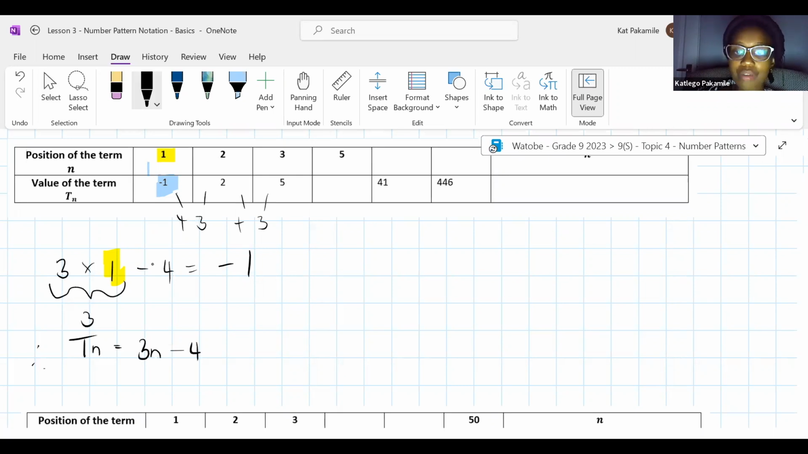Guys, I recommend in a test that you always check with different terms, okay? So you go to maybe term 3 and check if you're going to get an answer of 5. In this case, I need to rush because our lesson time is almost up, but I really, really highly recommend that you guys go and check. Okay.